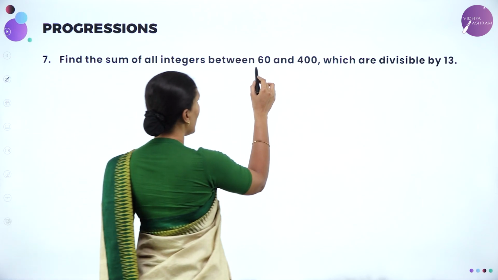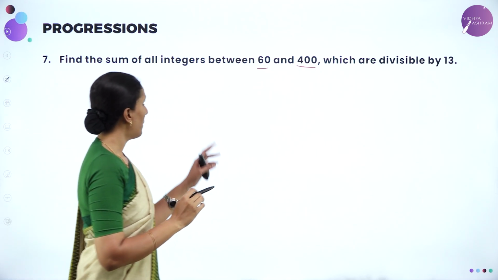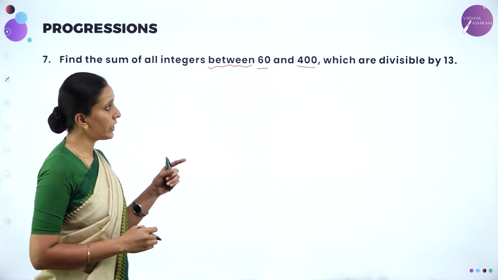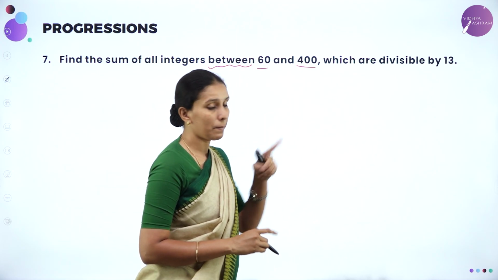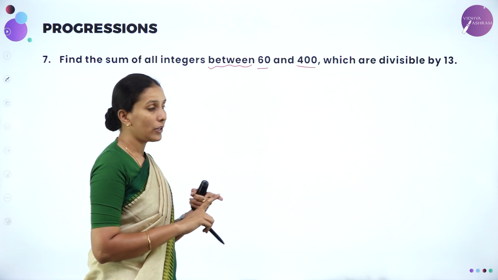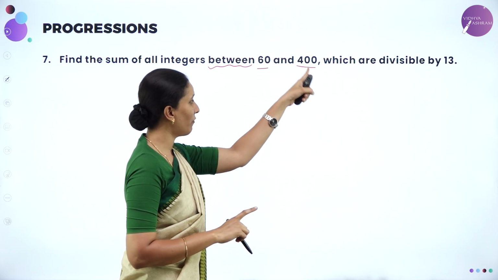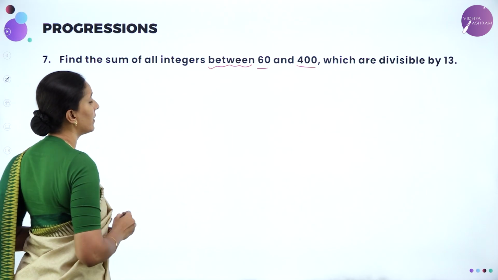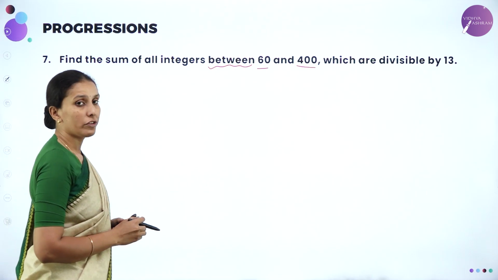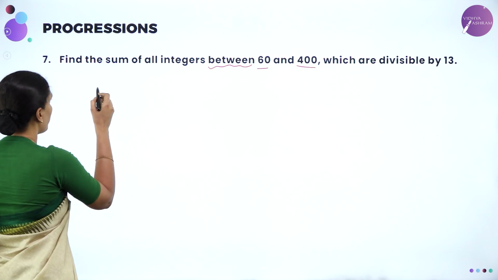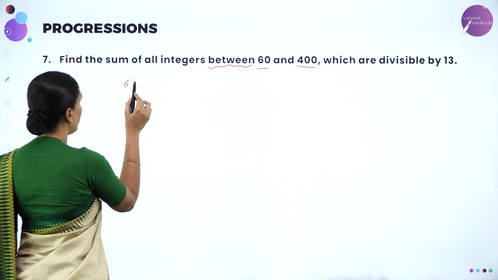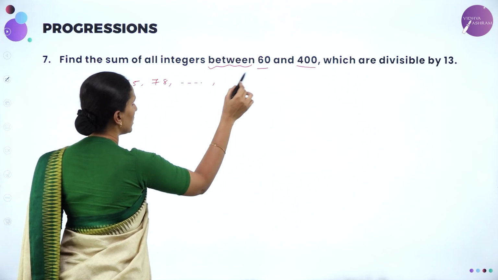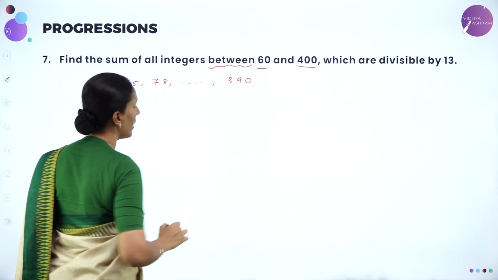So here the first and the last term are not directly given, but they have given integers between 60 and 400. We need to find out the numbers which are divisible by 13. That means we need to add those numbers only between 60 and 400 which are divisible by 13. So let's write the numbers between 60 and 400 which are divisible by 13. We have 65, next we have 78, etc. The last number will be 390.